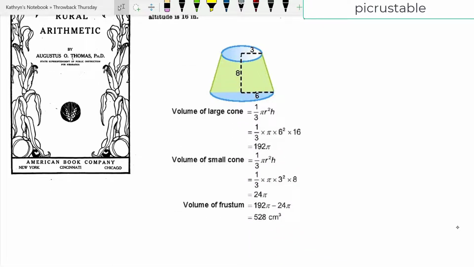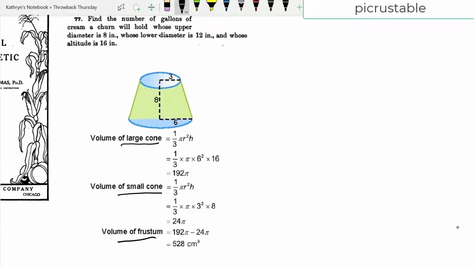Now, here's an example of a frustum. What we're going to do is find the volume of the large cone, then the volume of the small cone, and then subtract to find the volume of the frustum. Now, how exactly are we going to do that? First thing we're going to do is do our best to draw a cone.